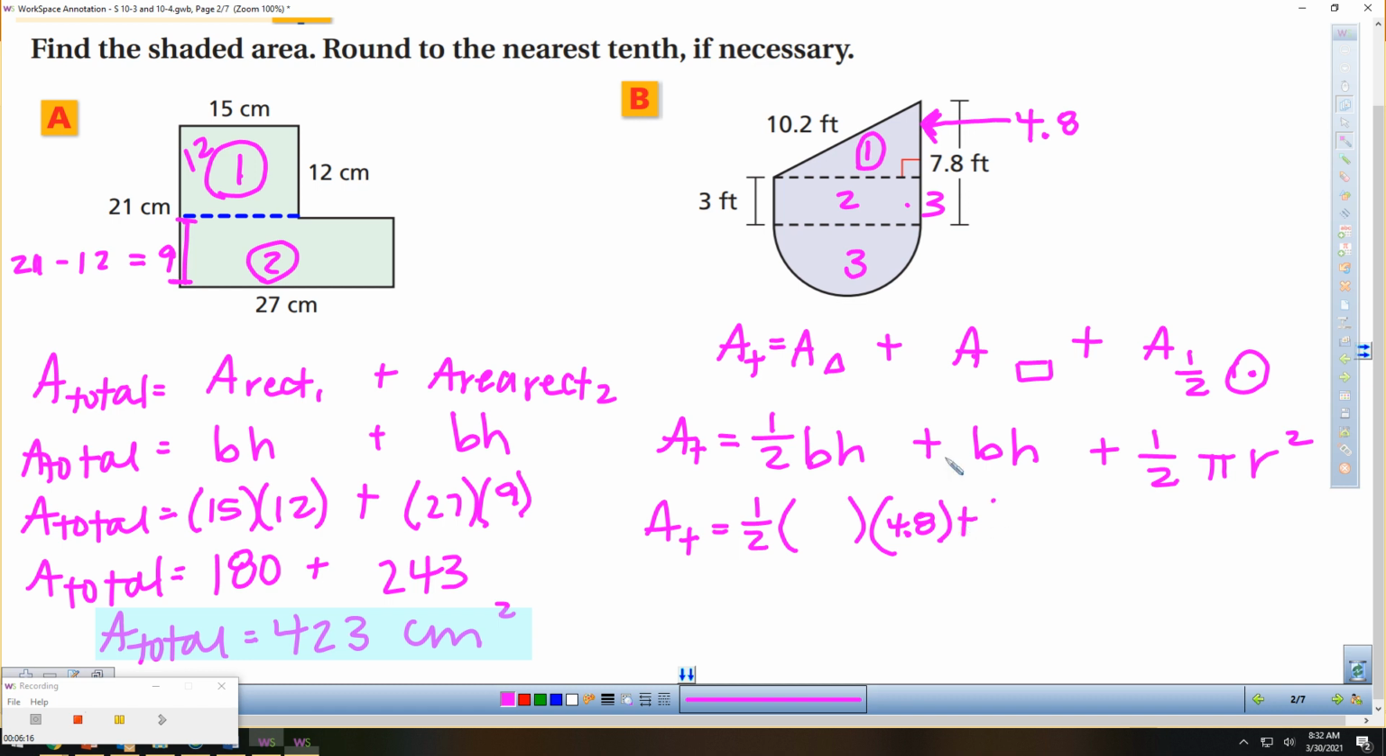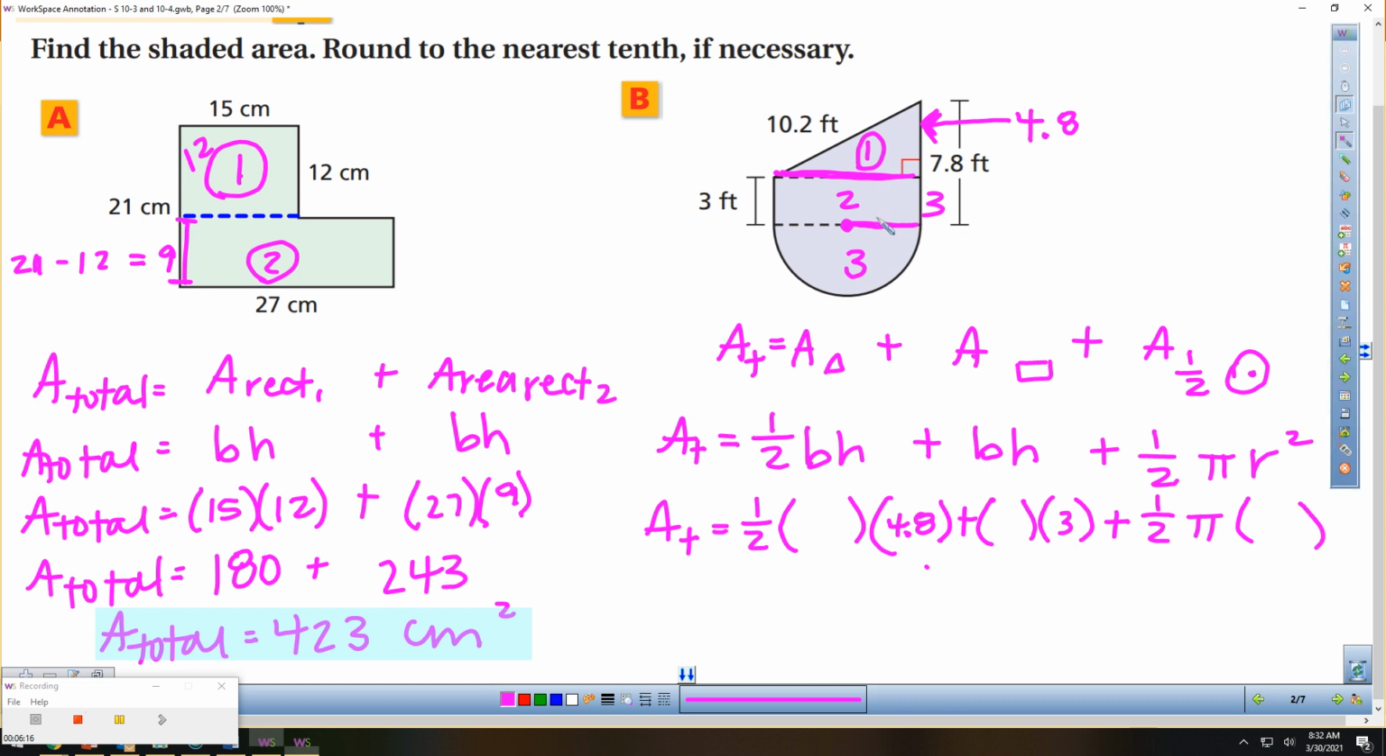Plus, and again, I'm going to solve for everything else. The base of my rectangle I don't have, because this is still the base. But the height I do have is 3 plus 1/2 pi, and then my radius. I don't know my radius because the radius goes from the center of the circle out to the side. I need to find it.